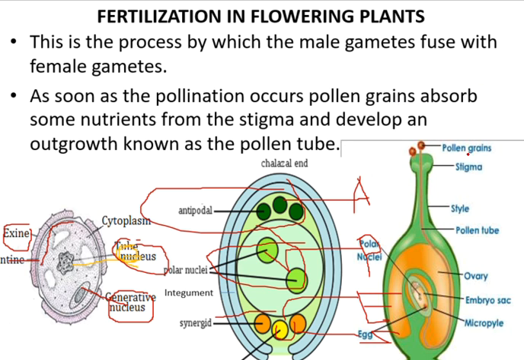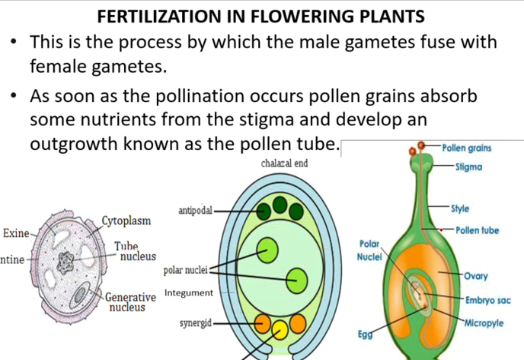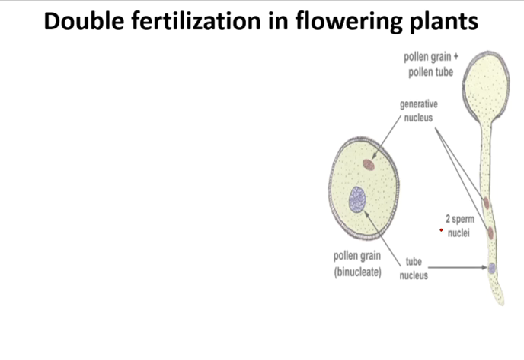You can look at this diagram. The pollen grains have landed, with formation of a pollen tube, which eventually enters the embryo sac through the micropyle. We have the embryo sac here, and the contents of the embryo sac are here. We have our ovary. Let's look at double fertilization in flowering plants.